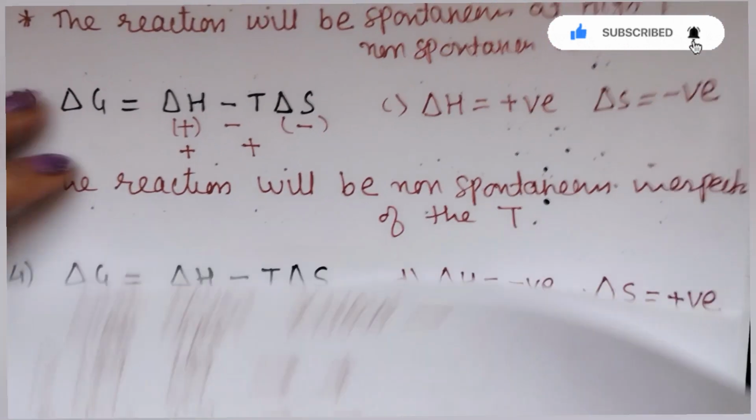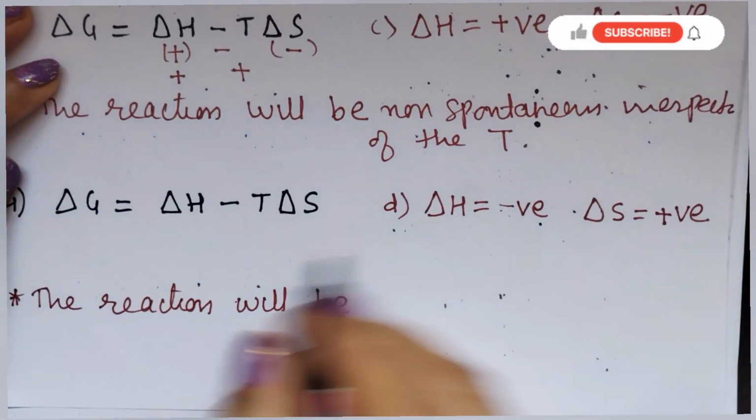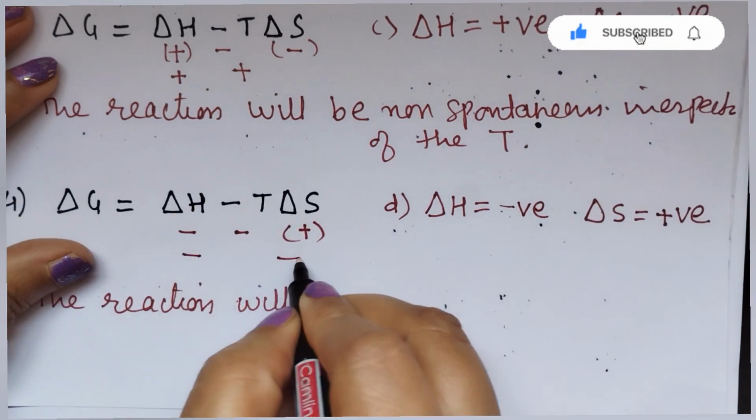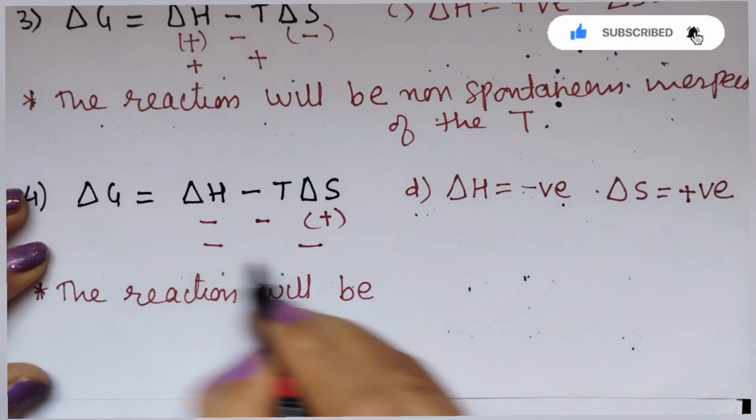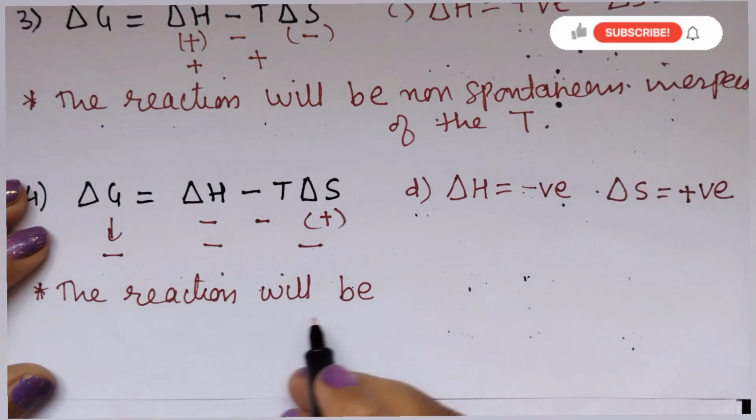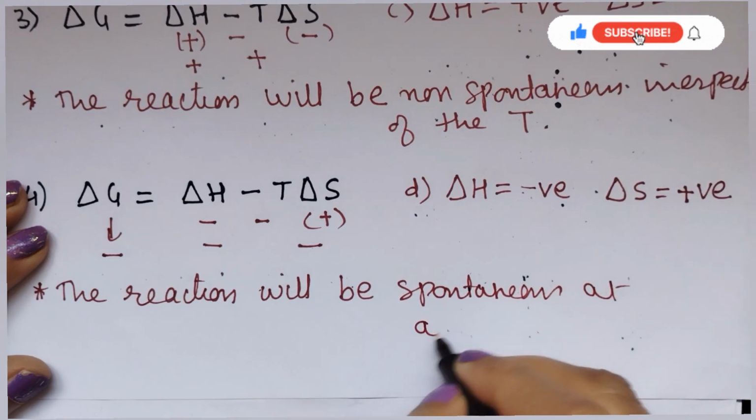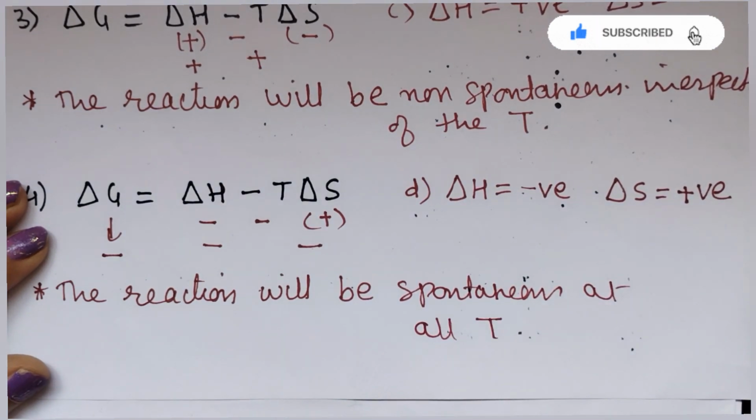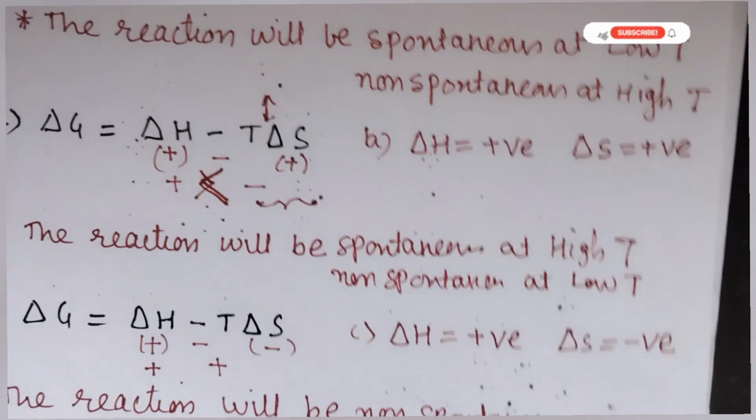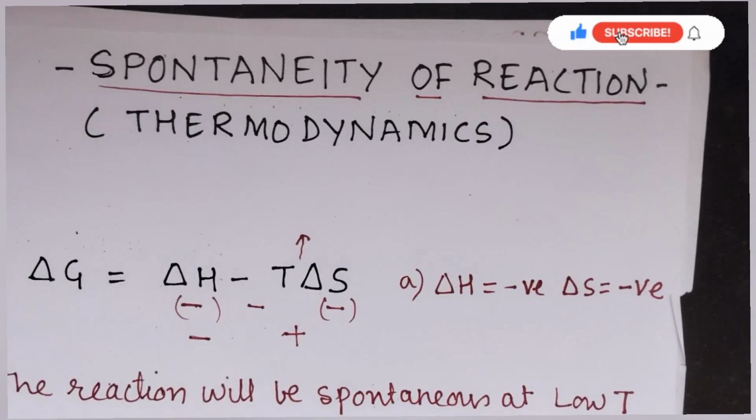Let us see the fourth condition. The fourth condition is delta H is negative and delta S is positive. Let us substitute that here. So this will be in this way. When you open up this, it will be negative and negative. So with negative and negative, when you add them, the delta G value will be negative. So the reaction will be spontaneous at all temperatures. Whether you increase the temperature or decrease the temperature, the reaction will remain spontaneous. This is how to predict the spontaneity of the reaction. I hope you have understood the concept of spontaneity based on thermodynamics.